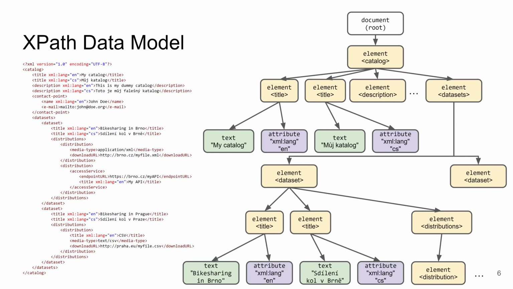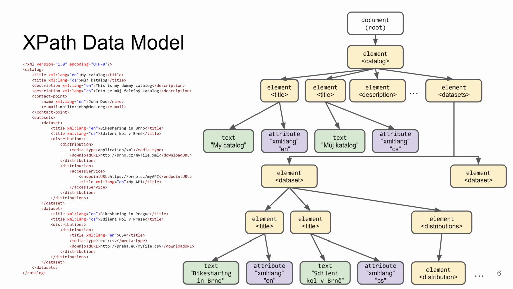Specifically, let's take a look at our data catalog XML file, and let's take a look at how the XPath data model of that document looks like. The most important thing, which is not visible directly from the XML document, is the document root, which is the actual root of the tree of the XPath data model. It is not visible in the XML document itself.